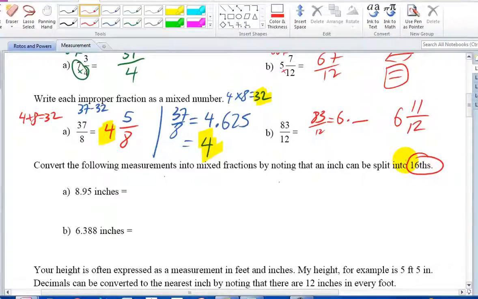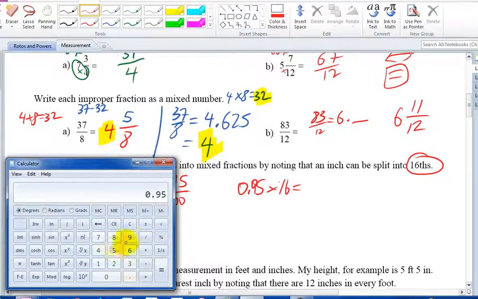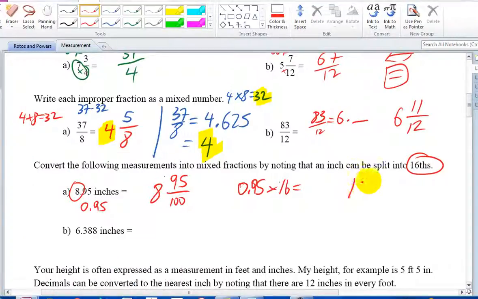Okay, so next, convert the following measurements into mixed fractions by noting that an inch can be split into 16ths. So we can convert this. Here's our whole number 8, and what's the 0.95 now? Well, that can be 95 over 100. Okay, but we can do that a different way as well. What we can do is 0.95 times 16. That'll tell us how many 16ths we have. We have 15.2. So what that means is we have 15 over 16ths, and there's going to be a decimal.